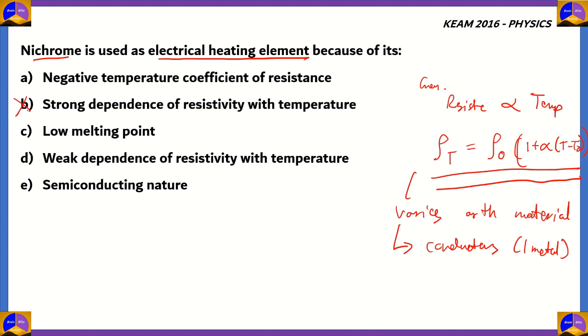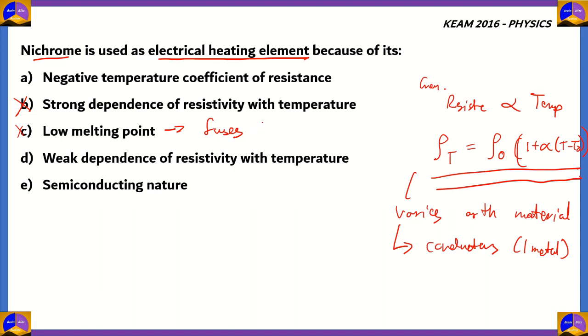That means option B is incorrect because these cannot be used as an electrical heating element. Because if they're used as such, the increase in temperature also means that there is an increase in resistivity, which results in terrible loss of power. Now, low melting point is a characteristic of fuses. So nichrome is not a fuse, it's used as an electrical heating element.